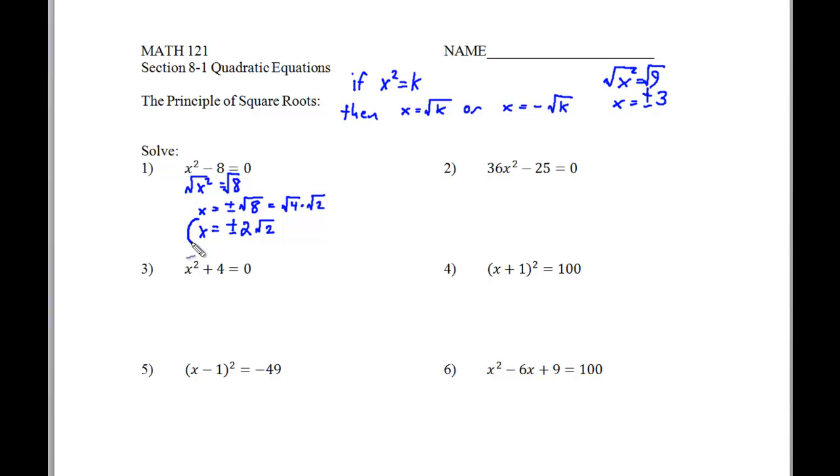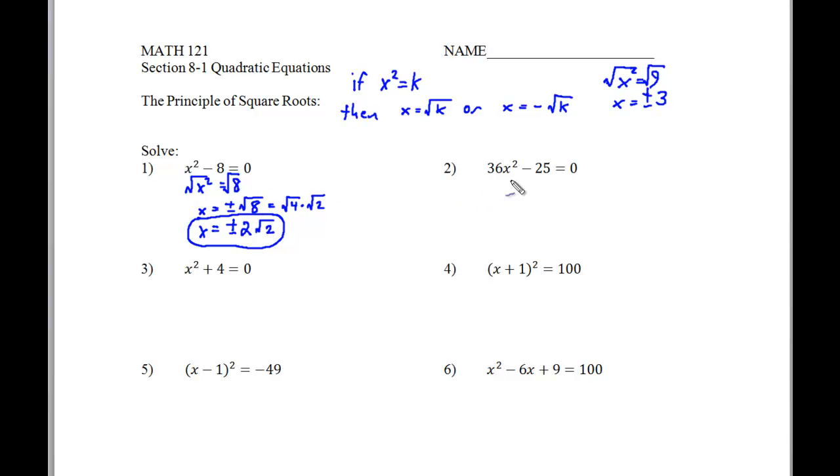It shows you that there are two answers to this problem, and if you went into your y equals on your graphing calculator, you can see that there are two places where this hits ground. And this decimal location, or 2 times the square root of 2, positive and negative, is where it lands.